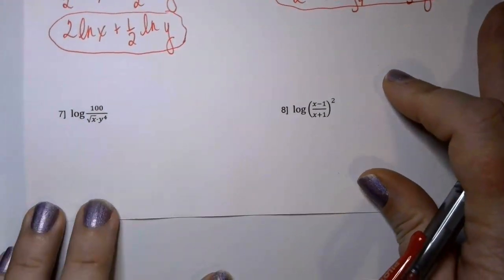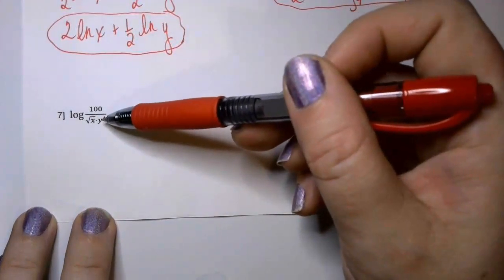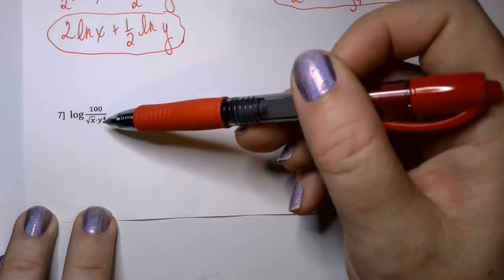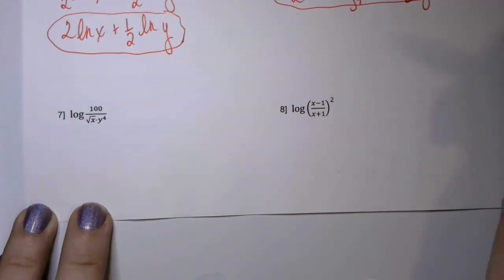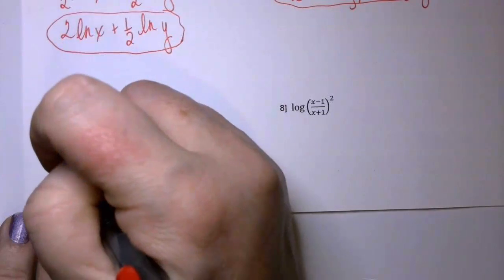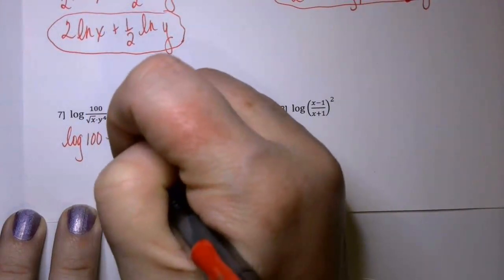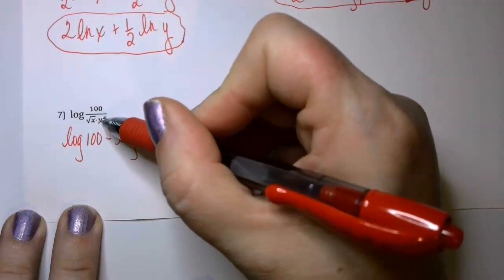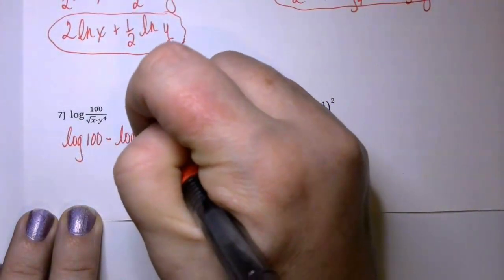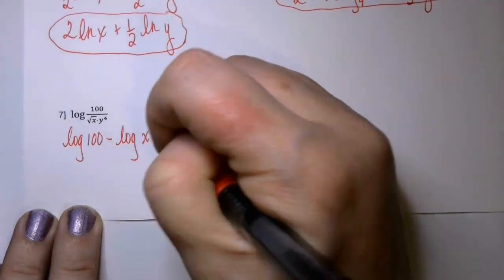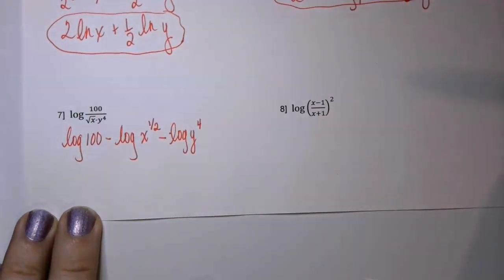And number 7, we've got a common log of 100 divided by the quantity square root of x times y to the fourth. So we'll need a quotient property, a product property, and we'll use the power property twice in this problem. So we're going to take the log of the numerator, 100, minus the log of each of these pieces of the product in the denominator. So minus log of x to the 1/2 for the square root of x, and then a minus log of y to the fourth for the y to the fourth in the denominator.